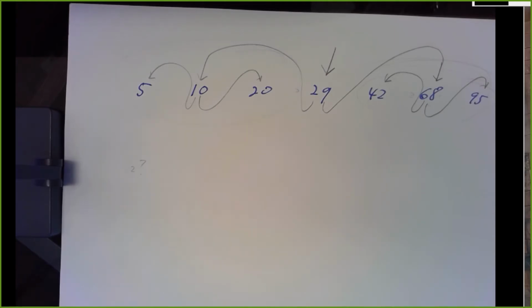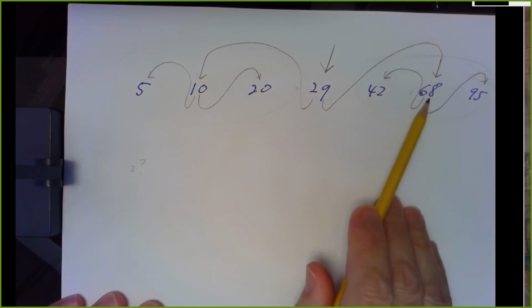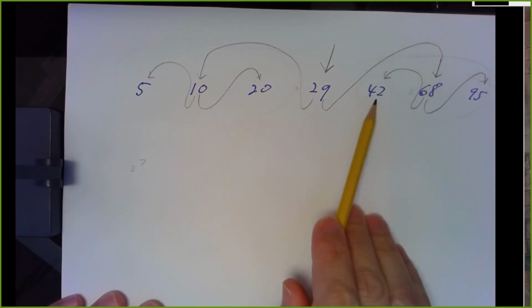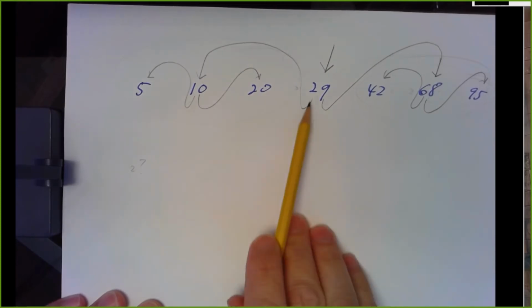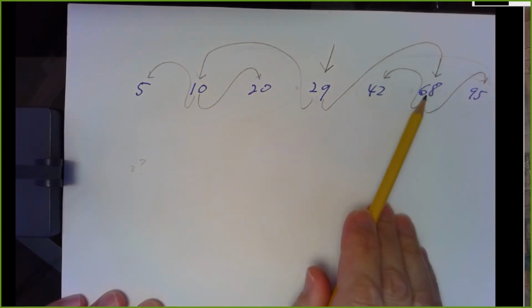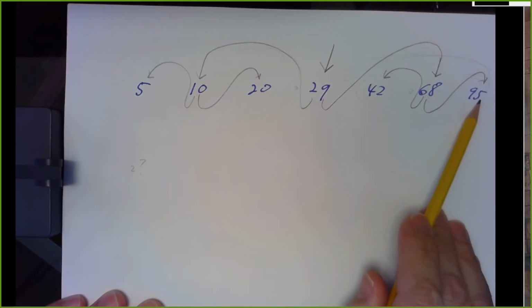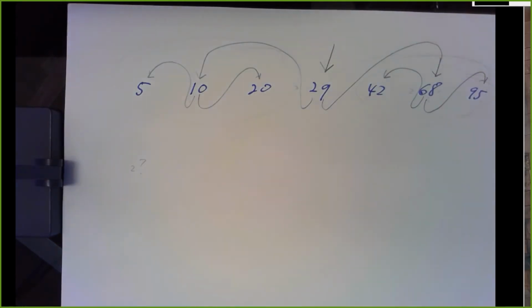So now if I want to search for a 42, it's bigger than 29, it's smaller than 68. Oh, there it is. I want to search for 75, it's bigger than 29, it's bigger than 68, it's smaller than 95. 95 doesn't point anywhere, it's not found in the list. So just like a list, but 2 pointers for each node instead of 1.